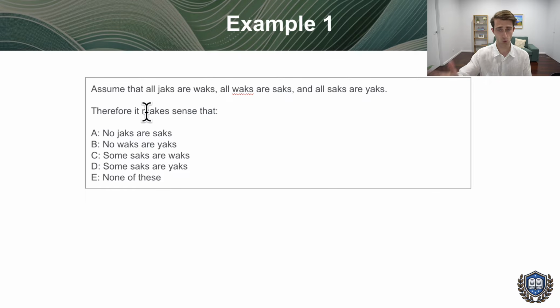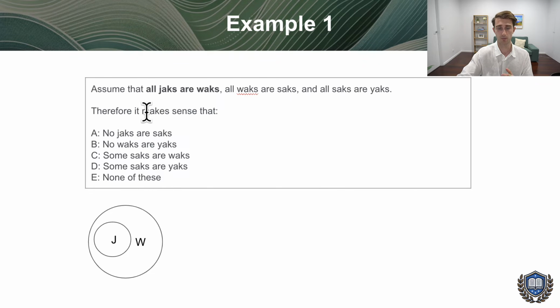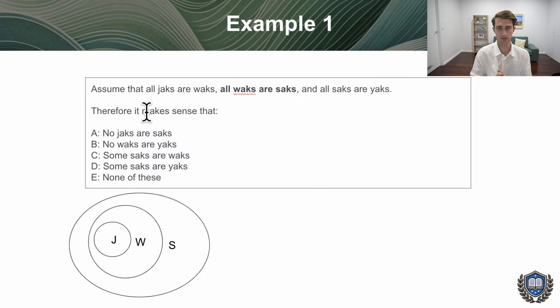So let's do what we did last time. Let's plot each relationship. So the first one is all jacks are whacks. So the jacks should be a part of the bigger circle of whacks, which is what we've done. The jacks, part of the bigger circle of whacks. Second one, all whacks are sacks, which means whacks should be a part of a bigger circle of sacks. And so that should be like this. So we've got jacks in the circle of whacks and whacks in the circle of sacks. And then now sacks are a part of a bigger group of yaks.